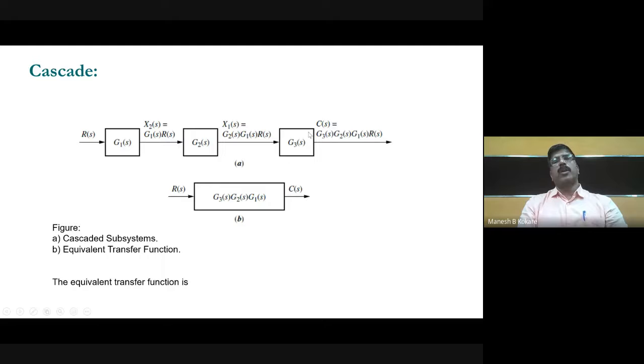Yes, we can reduce that one. What we have to do is just take the product of all the individual transfer functions. So this block diagram of three blocks can be represented as a single block having a transfer function equal to the product of G1, G2, G3. So this is nothing but G3, G2, G1. This is equivalent to this one. So figure B is equivalent to figure A.